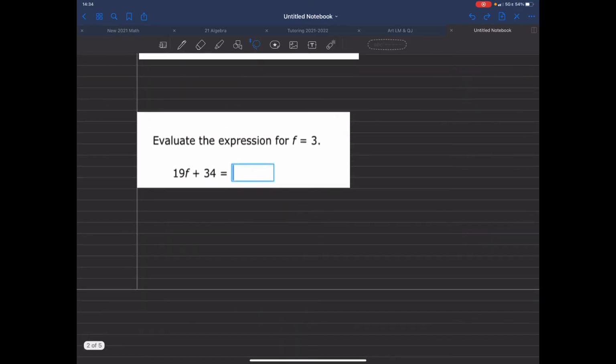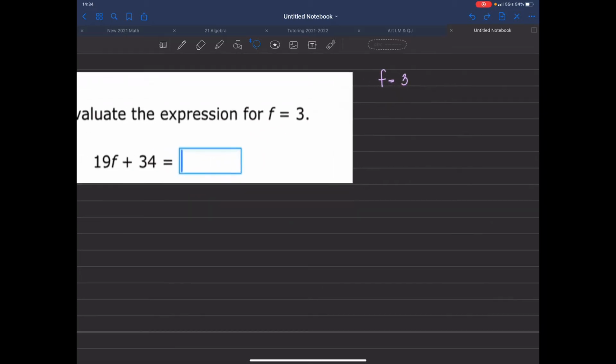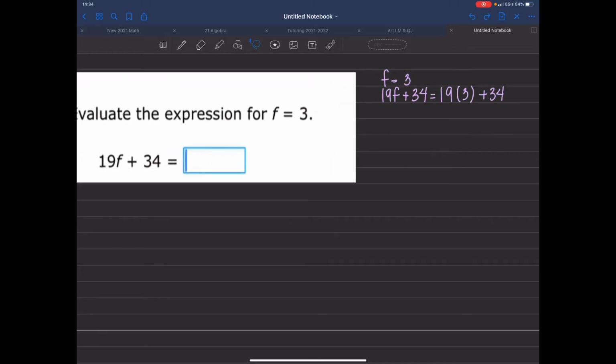And then the last one is evaluate the expression for f equals 3. And I have 19 times f plus 34. So the way that I'm reading it is the way you want to think about it. So I have f equals 3. And then 19 times f plus 34 equals 19 times 3 plus 34. 19 times 3 is 57. And then I add 34, I get 91.